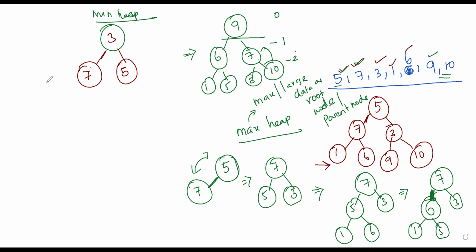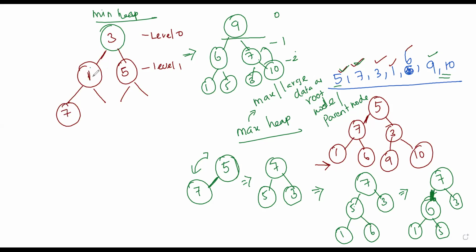Okay, next is 1. Level 0 is full and level 1 is full. Next is level 2. Level 1 nodes will have only 2 children each, so you can have these many children at level 2, but start from the left. Now 1 is checked with its parent. Its parent is 7. Since it's a min heap, your parent should have the lesser value. So swap it. 1 comes here and 7 goes there.